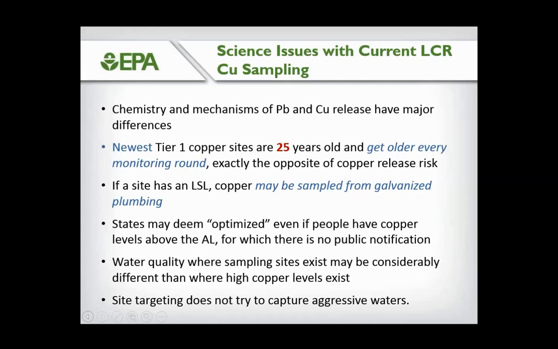high copper levels. And also, water quality varies in many distribution systems with multiple sources, multiple treatment plants, and so where the sampling sites exist may be considerably different than where the high copper levels exist, which would be, for instance, new subdivisions that might have their own water supply. And so the site targeting within systems of varying quality doesn't really capture the aggressive waters.